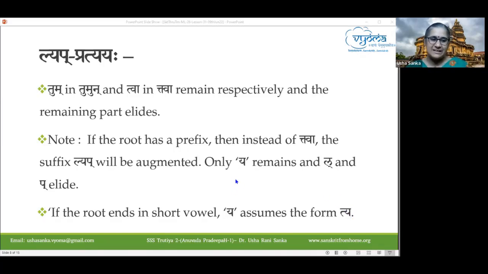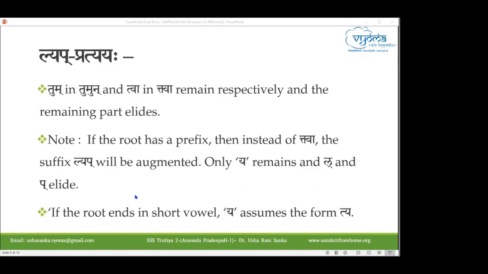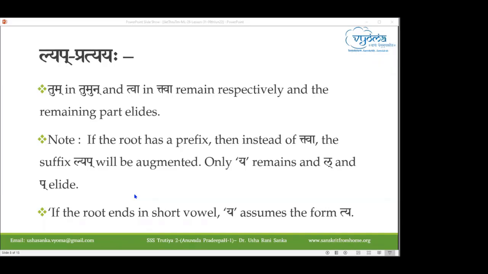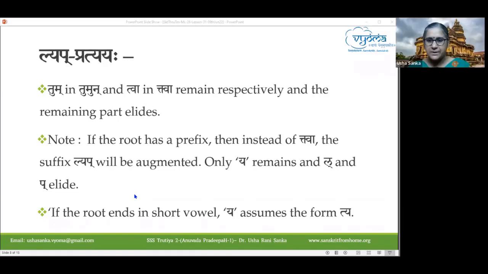Sorry, it was a different take. Agatya is also there? Agatya is a different one, not this case. That comes because of another thing, not because of this. Chi chitva, ji jitva, dhru drutva. Agatya is not because of this reason. If it ends in a short vowel, please see the condition.